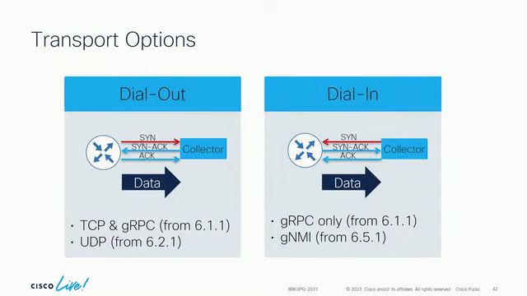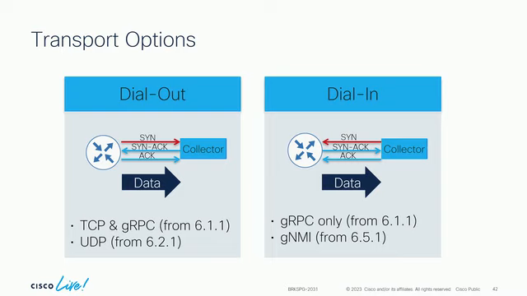Now let's talk about how you can initiate the connectivity between the box and the collector. There are two ways to do it. You're either doing dial out or dial in. And with dial out, you just initiate the connection to the collector from the box. So the first SYN request is sent to the collector, you get a SYN acknowledgement, and then another acknowledgement is sent, and your handshake is established.